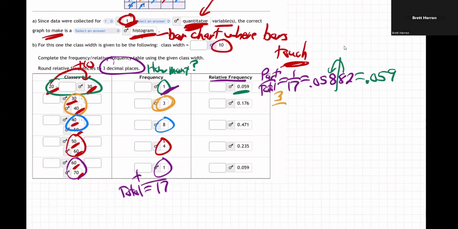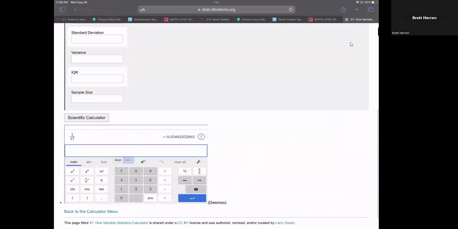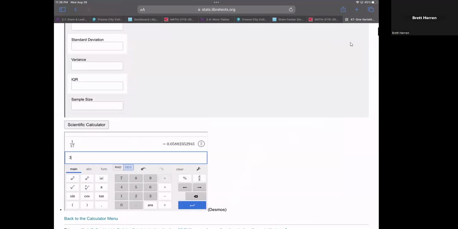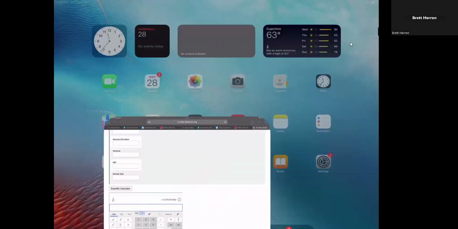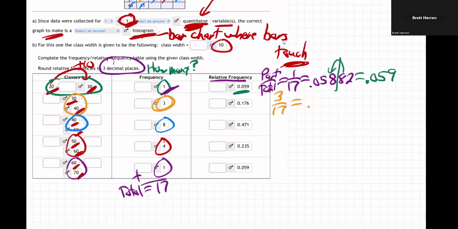3 out of 17. Go to your calculator. It's going to be 3 out of 17. I'm getting 0.17647. And then round to 3 places. So 0.176. Here it is.